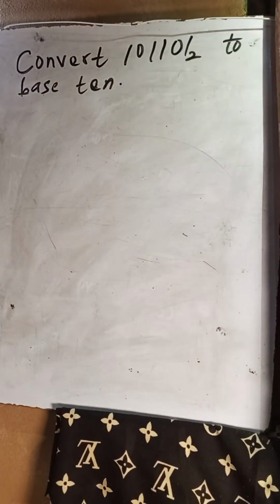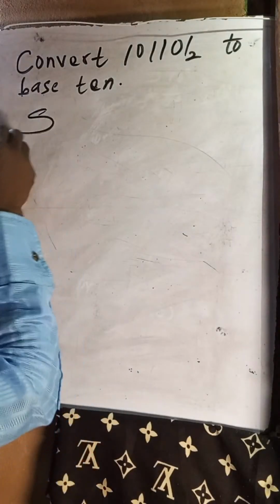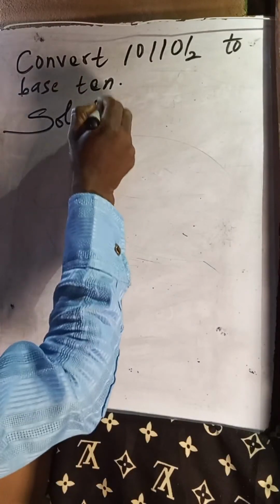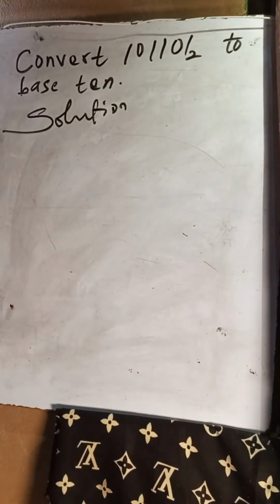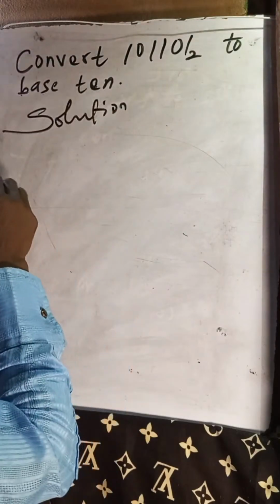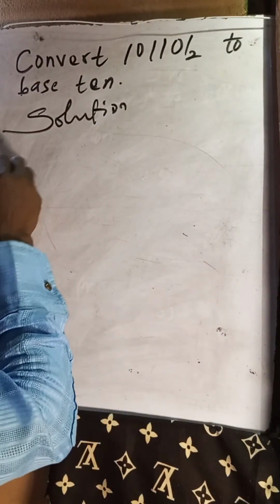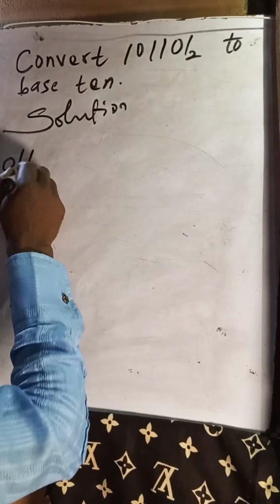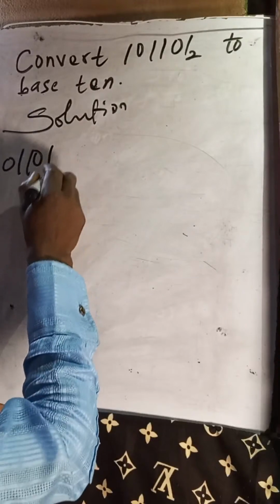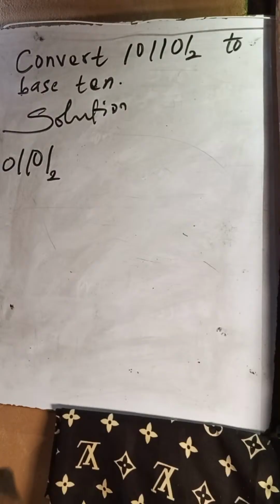So we are going to look at this. Let's look at it one after the other. Yes, I do hope we are still in tune. We're in number 14 now. So let's convert. This is 1, 0, 1, 1, 0, 1 in base 2.